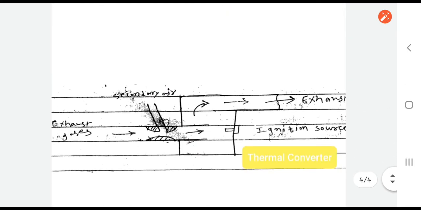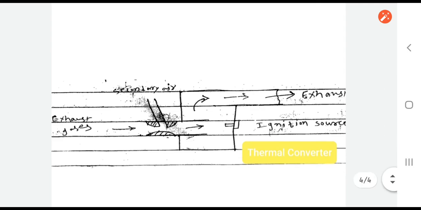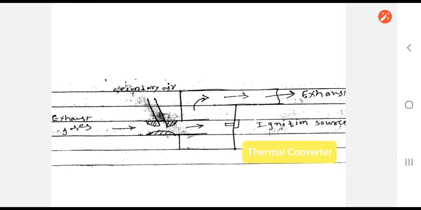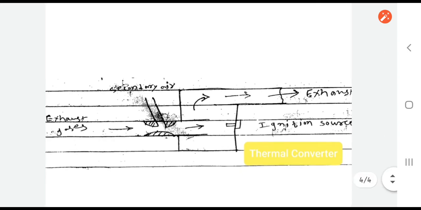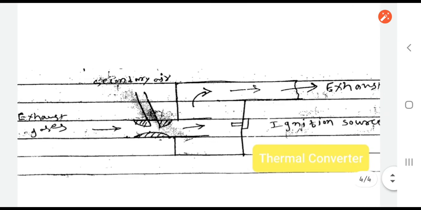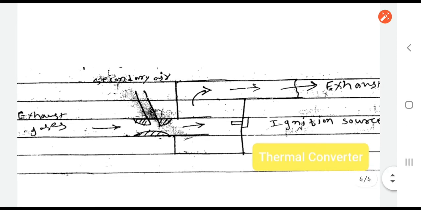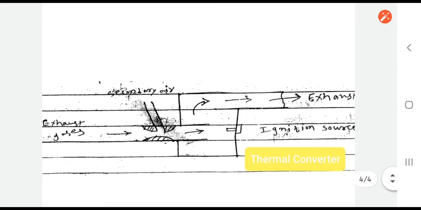The next one is the thermal converter. The thermal converter is again very important. It is a device which is generally used to reduce the nitrogen dioxide in the case of an SI engine or a CI engine. Again, the exhaust gases come in from the left side, and there is a small venturi which is used to increase the velocity and reduce the pressure, and the gases come inside one chamber, and this chamber is called the thermal converter chamber.